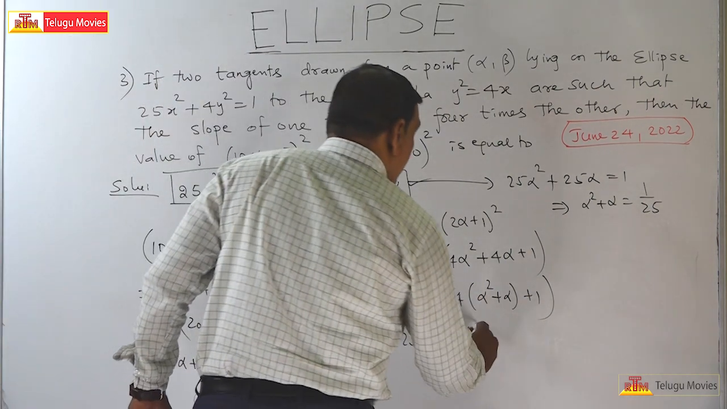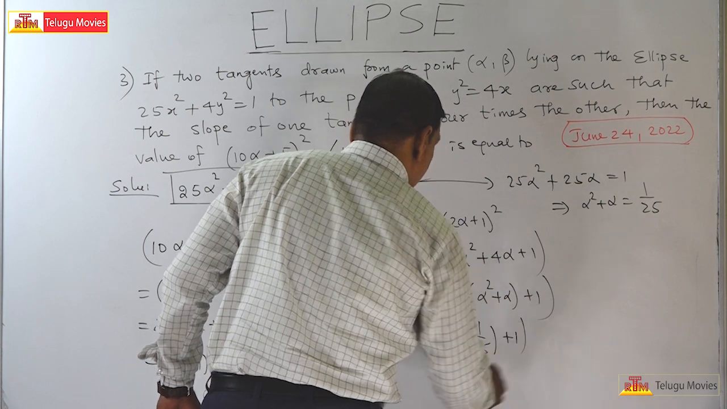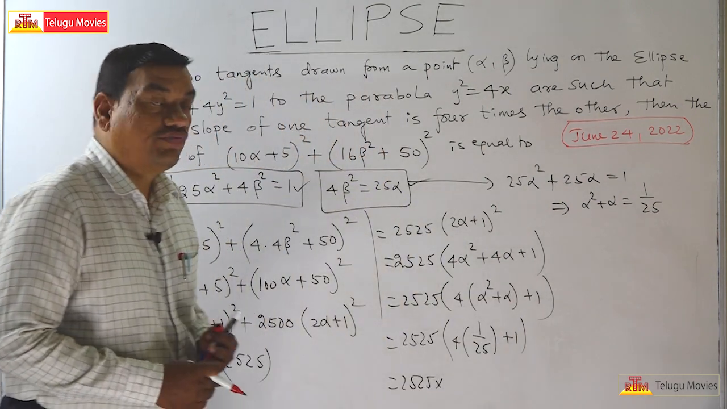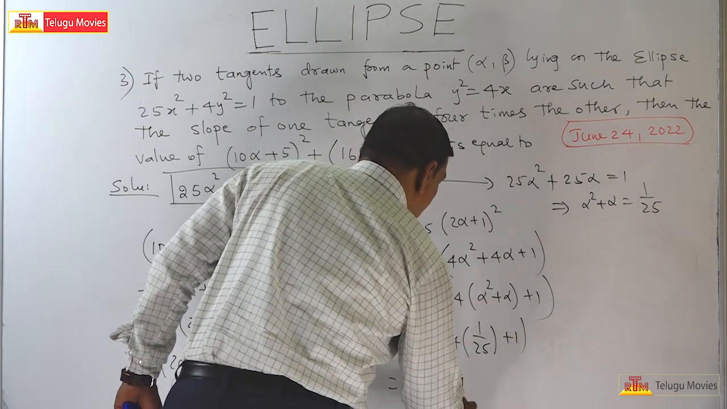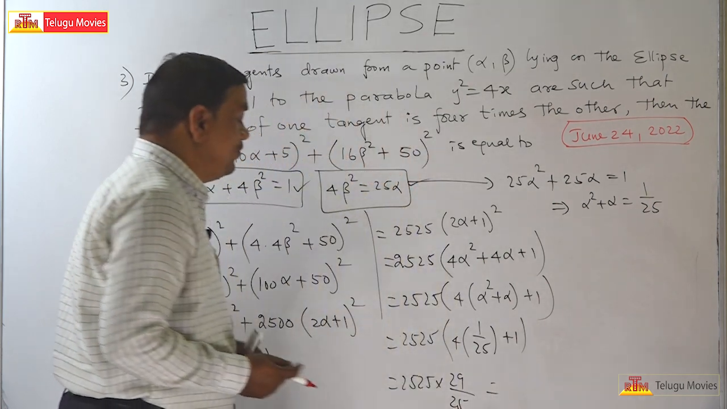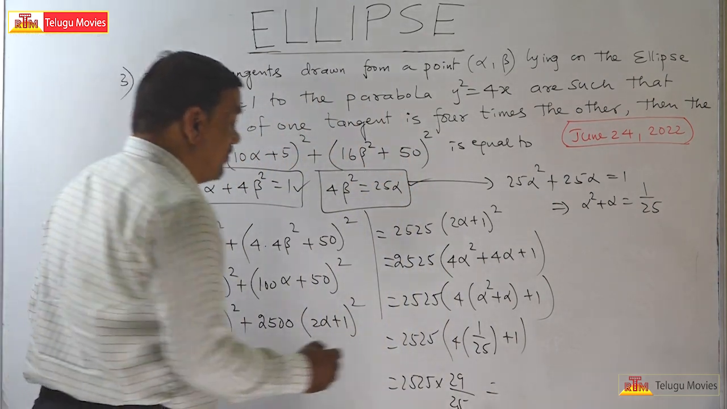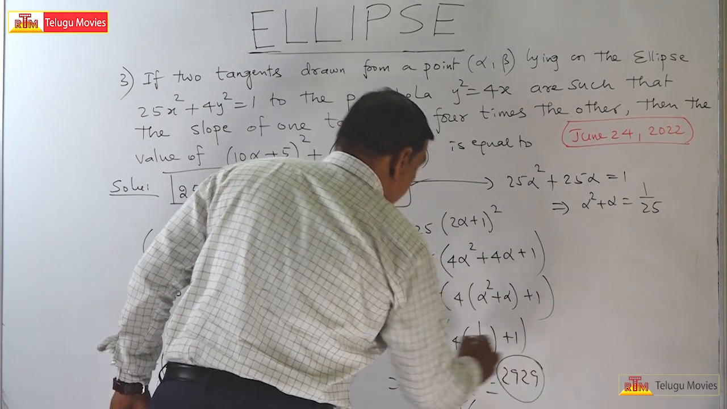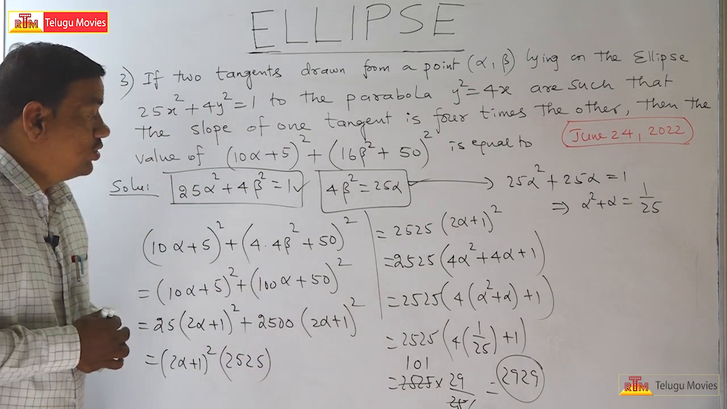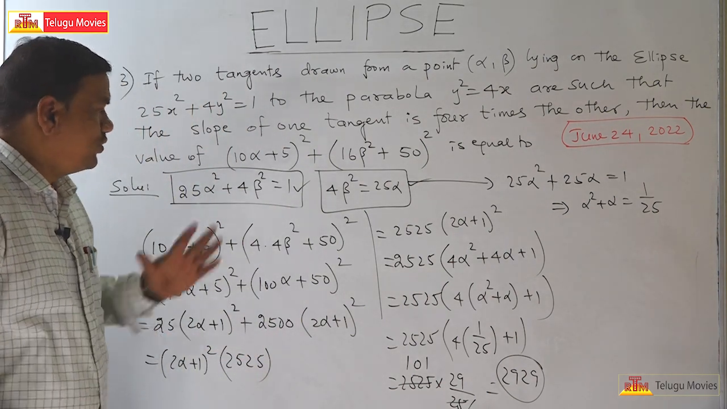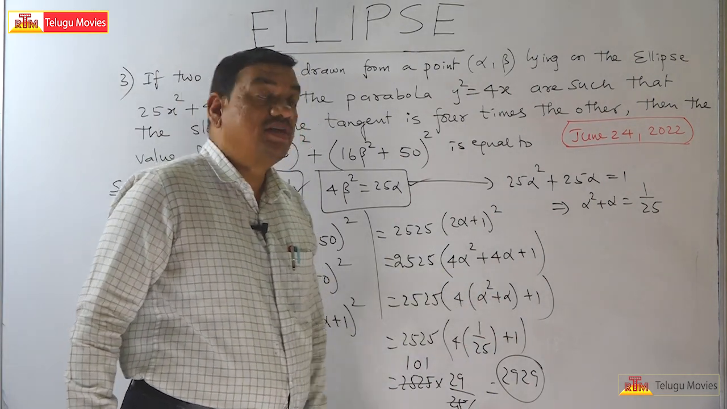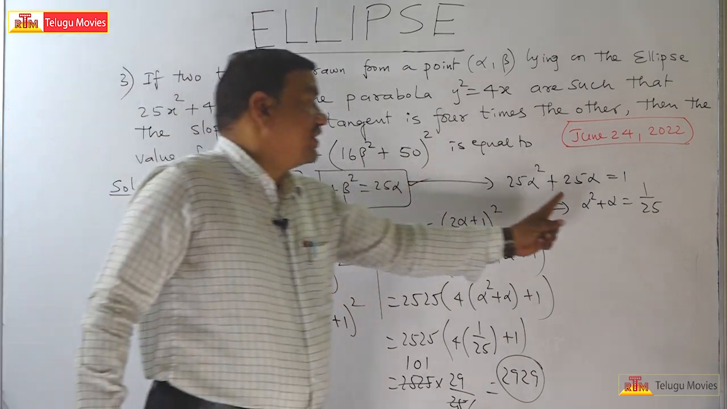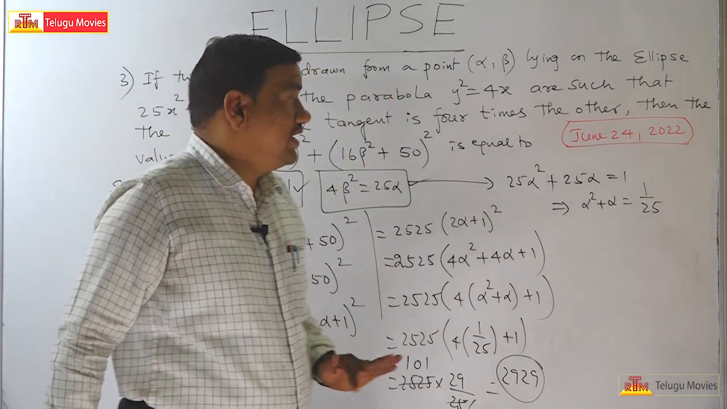So alpha square plus alpha is equal to 1 by 25 plus 1. So this is equal to 4 plus 25, 29 by 25. So if you calculate this, this is 29. So your final answer is 2929. So here the thing is alpha square plus alpha we will get from these two relations. From these two relations we will get alpha square plus alpha value is 1 by 25.